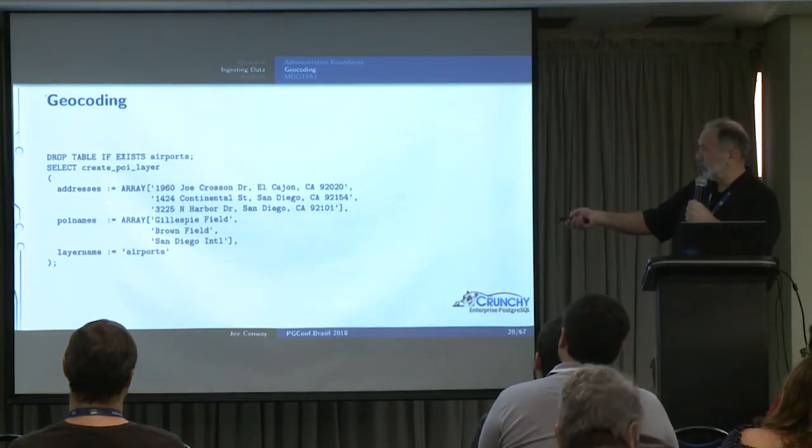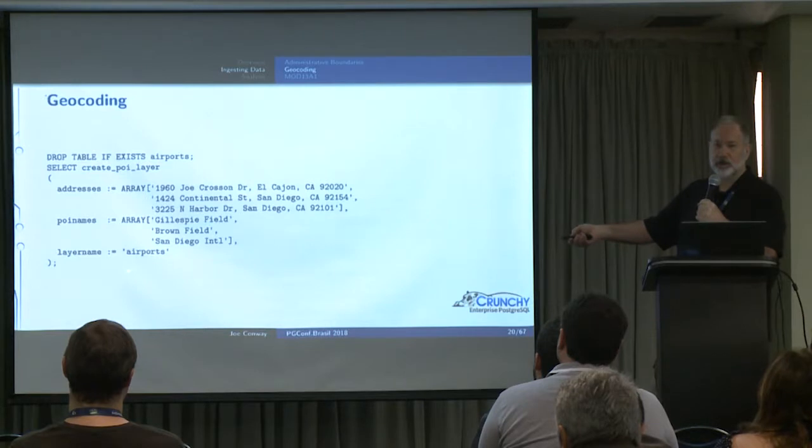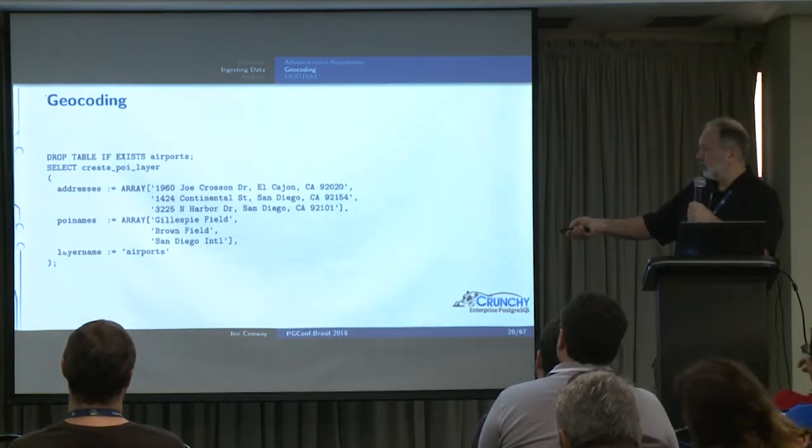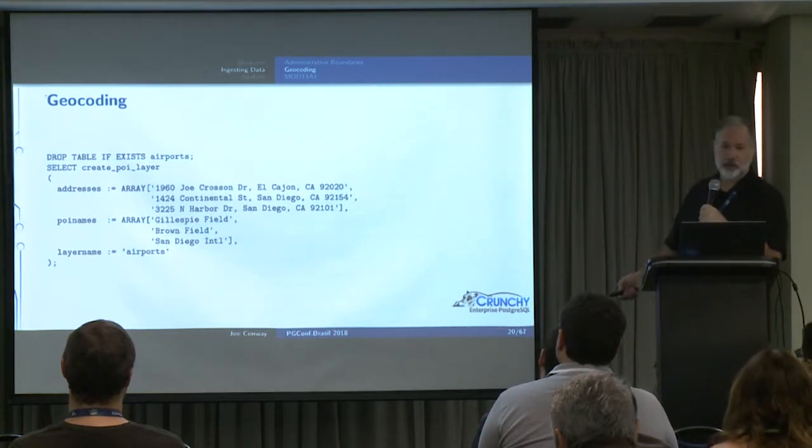I call the create layer, and I'm just setting an array with three addresses, and these correspond to three airports in San Diego County, and I'm going to call this layer airports, so the table will be called airports.